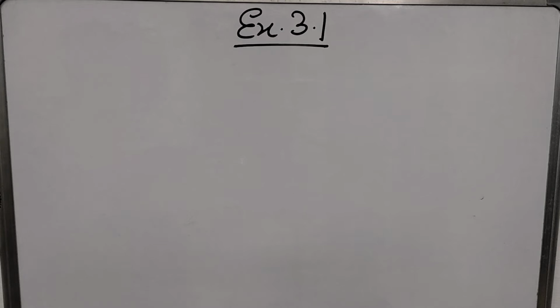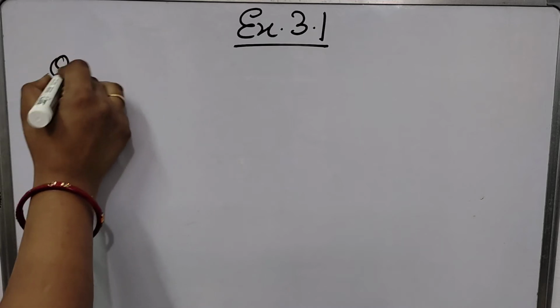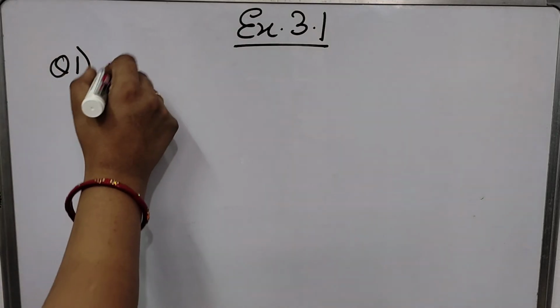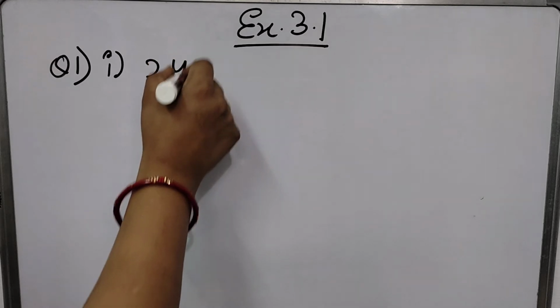Today we will be discussing exercise 3.1. In exercise 3.1, question number 1 is write all the factors of the following numbers. Some numbers are given and you need to calculate their factors. So first number is 24.